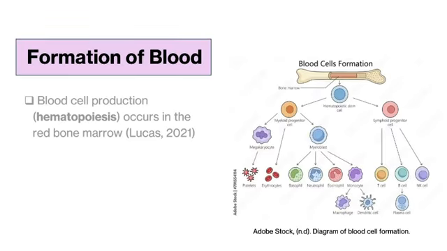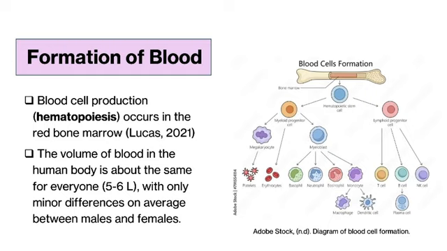Blood cell production occurs in the red bone marrow. It occurs throughout the lifespan but increases when there is a greater need. The amount of blood in the human body is about the same for everyone, with only minor differences on average between males and females.